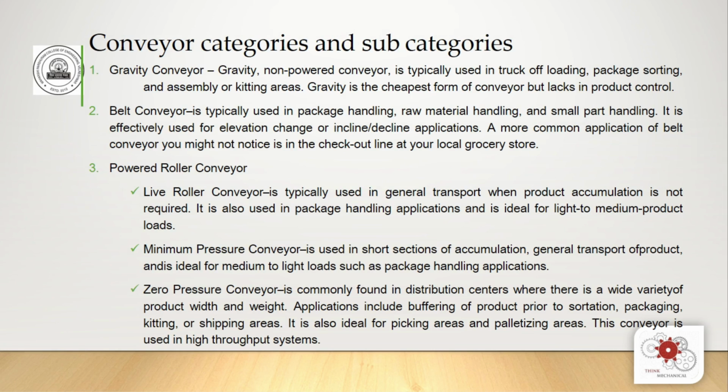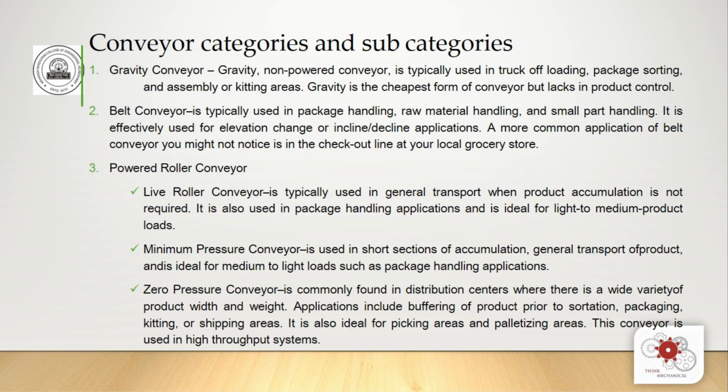Then there are different categories and subcategories for each type of belt conveyor. So what are those categories? First one is gravity conveyor. So gravity conveyors are nothing but non-powered conveyors which run due to the natural gravity and are typically used in trucks offloading or package sorting and assembly or kitting areas. So gravity is the cheapest form of the conveyor but lacks in product control.